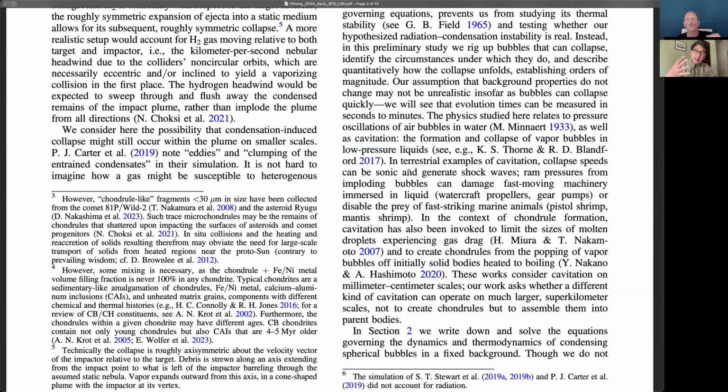One can regulate the collapse speeds of these bubbles. The rate at which the bubbles collapse can be regulated by the radiation. Radiation emitted by the bubbles depends on how optically thick the bubbles are, and I can slow it down arbitrarily depending on the optical depth of the bubble. So that's the basic idea, and I hope that's reasonably clear.